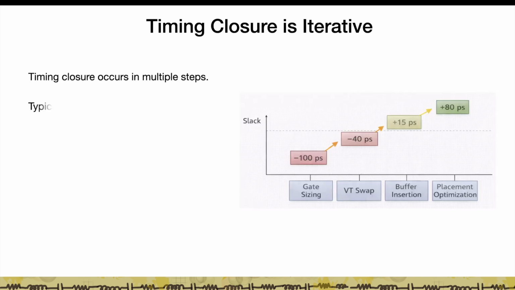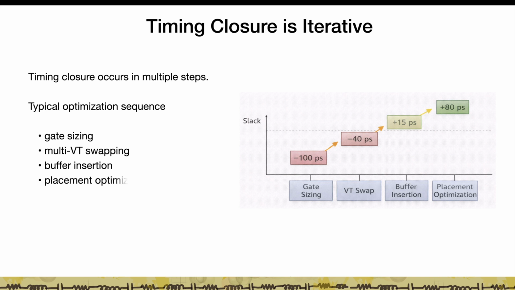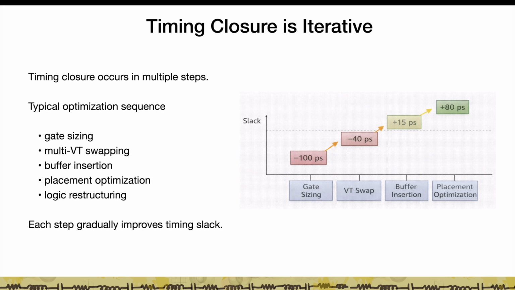Here's the most important mindset shift for understanding timing closure. It is never a single fix. Timing closure is a campaign. You apply one optimization, rerun timing, find the new worst path, apply the next optimization, and repeat. Each iteration peels away some negative slack. The chart on the slide tells the story: starting at minus 100 picoseconds, improving to minus 40 after gate sizing, to minus 10 after VT swapping, to plus 15 picoseconds after buffer insertion.